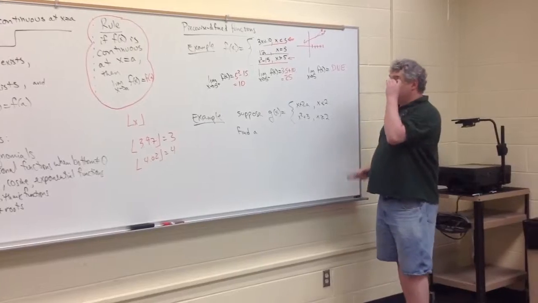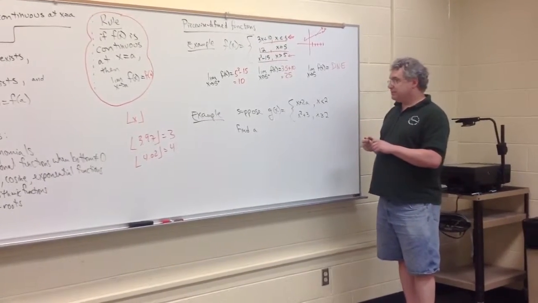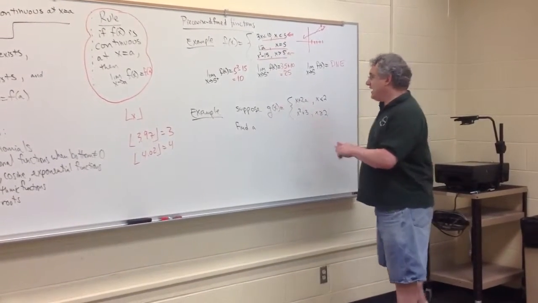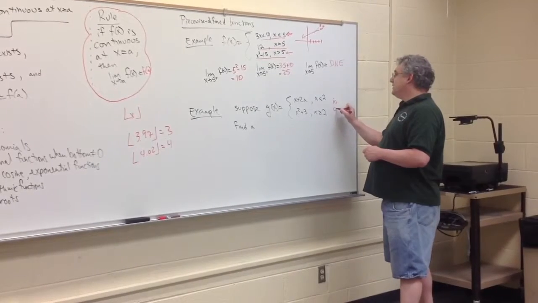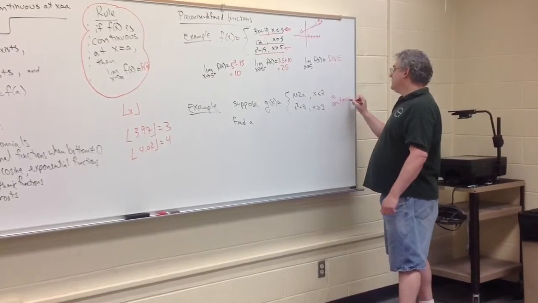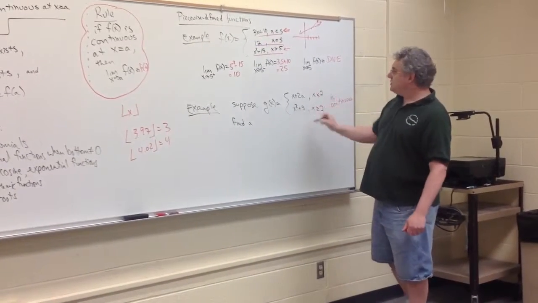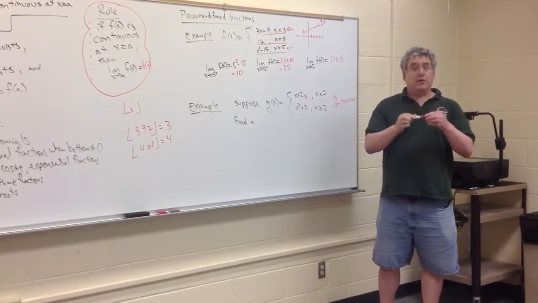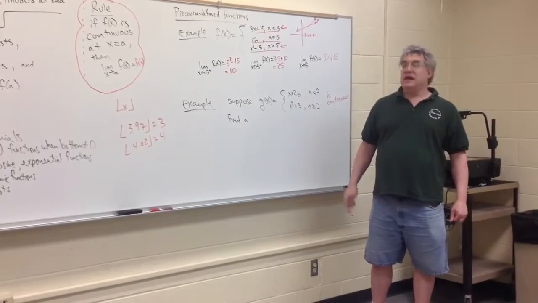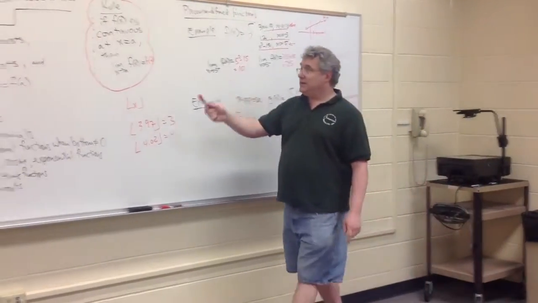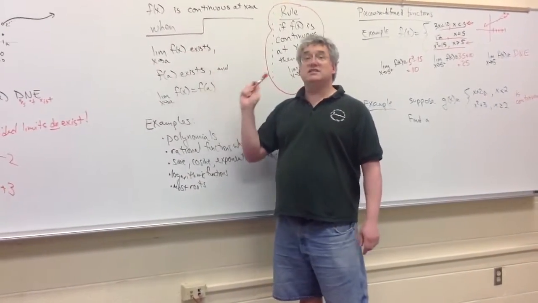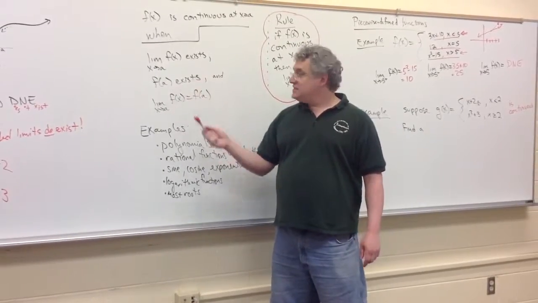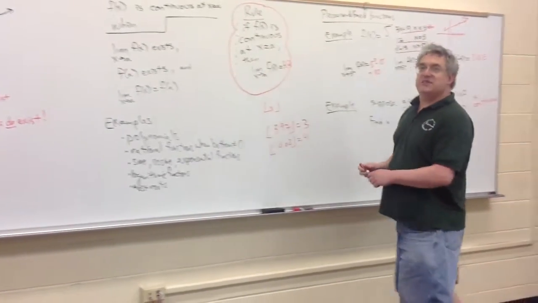One more case. This one's going to be continuous. Suppose g of x is continuous. Well, that's what g of x is. Find a. What do we know? If it's continuous, the limit exists. From both sides, it's the same. The value exists, and it's equal. The limit exists from both sides.